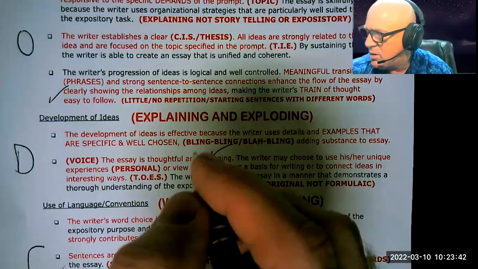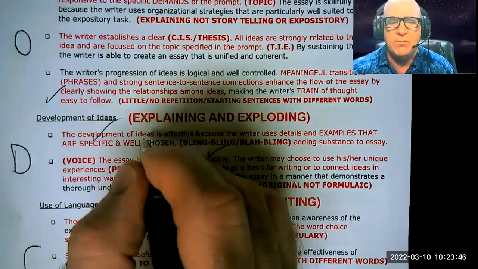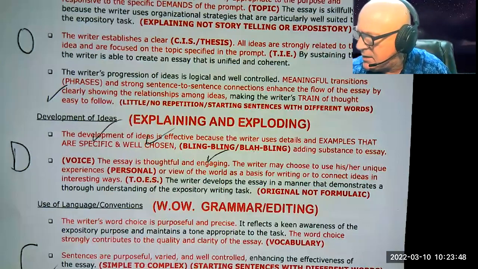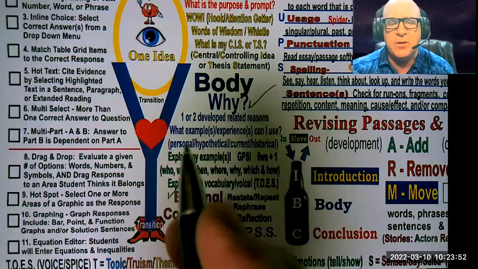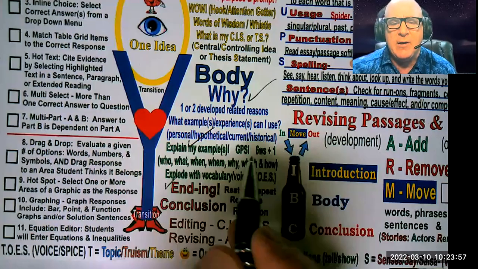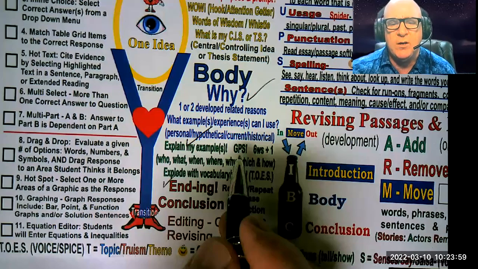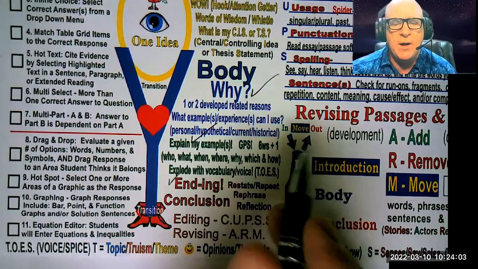specific and well chosen. So where is that on my folder? Right there. Explain my examples. Take your reasons and your examples and do what I call GPS, get pretty specific. And I call it the 6 W's plus 1. What are the 6 W's? Who, what, when, where, why, which.